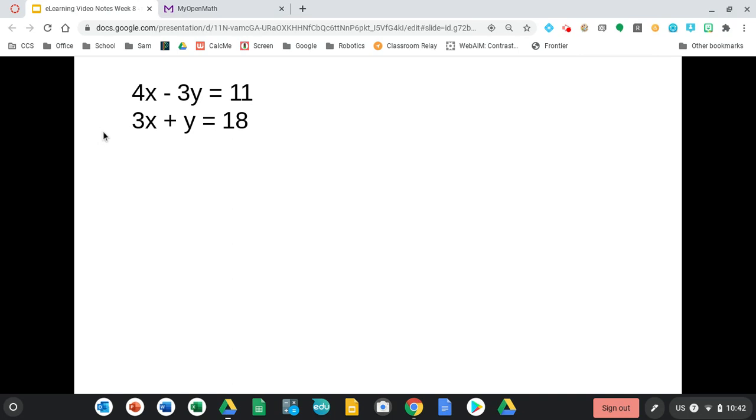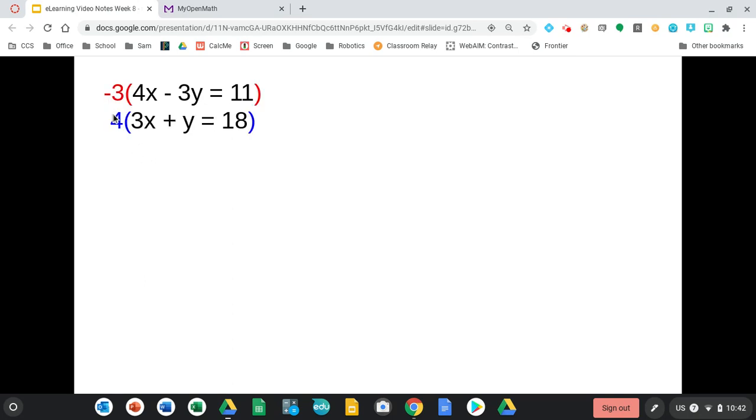So what we talked about was that we can always make things eliminate by using some multiplication. And we're going to multiply the top equation actually by the bottom x and the bottom equation by whatever the top x is. So when we look at this top equation, the coefficient on the x is 4. So we're going to multiply the bottom equation by 4. Okay, when we look at the bottom equation, the coefficient on the x is 3. So we're going to multiply the top equation by 3. So it's going to look like this.